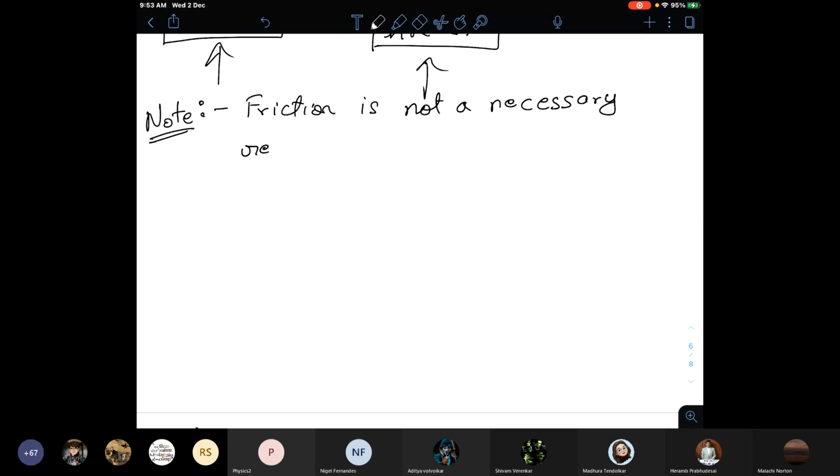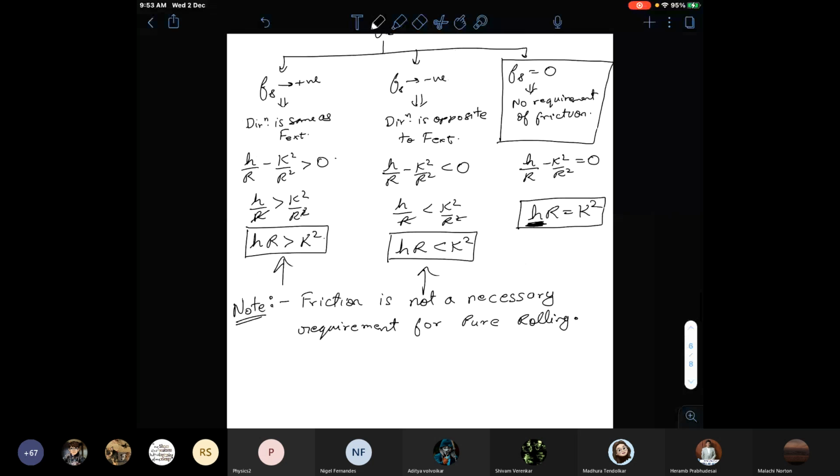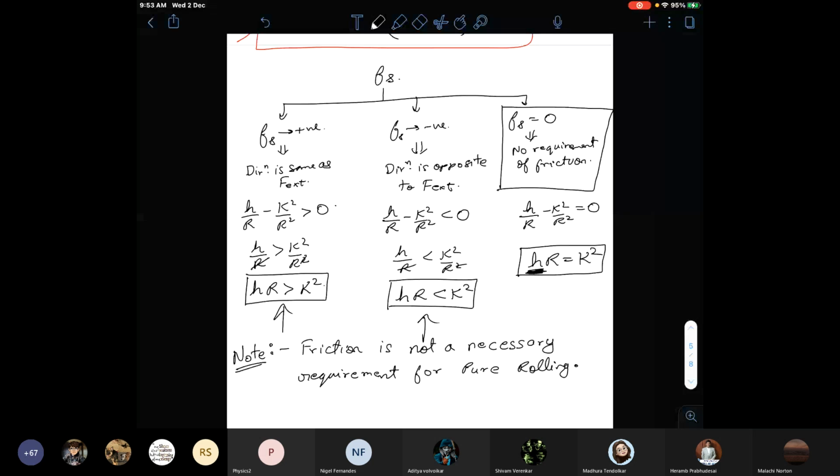Necessary requirement for pure rolling. This is a very important statement: even without friction, you can create pure rolling motion. This is the important result which we get from the three directions of friction. Any doubts in this, anybody?